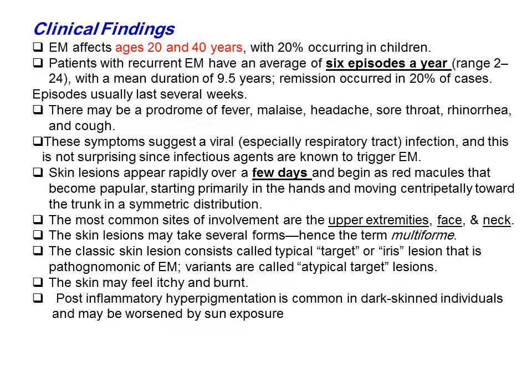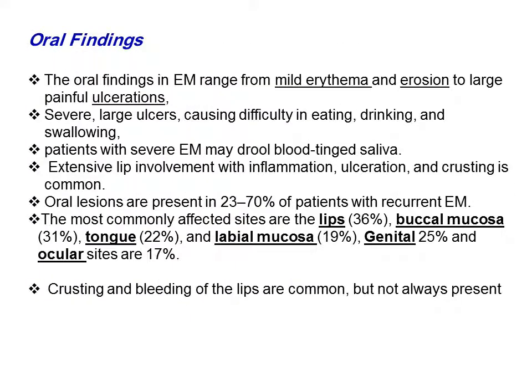Post-inflammatory hyperpigmentation is common after the inflammation, mostly in dark-skinned individuals, and may be worsened by the sun. Oral findings range from mild erythema and erosion to large painful ulceration. Severe large ulcers cause difficulty in eating, drinking, and swallowing.